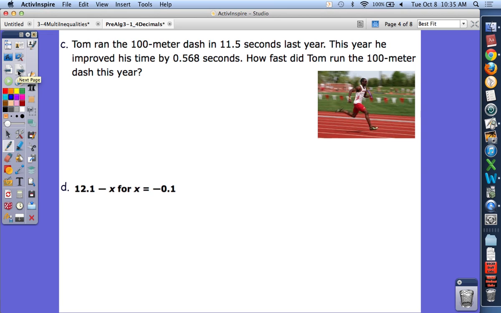Tom ran the 100-meter dash in 11.5 seconds last year. This year, he improved his time by 0.568 seconds. How fast did Tom run the 100-meter dash this year? So if he improved his time in running, you always want a shorter time. If he improved his time, he shaved this amount of time off of the time that he had. So would we be adding or subtracting? Yeah, we're subtracting. He improved his time by this amount. So we're going to have 11.5 seconds, and we're taking away this decimal. So keep that decimal in the right spot, then write the number down where it needs to be.